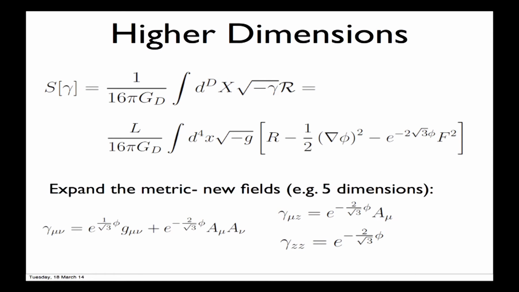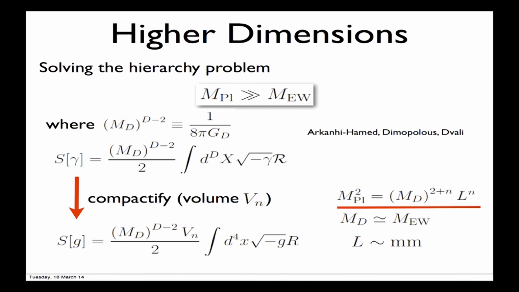Now, this was put to fantastic effect in the late 90s by Arkani-Hamed, Dimopoulos, and Dvali. And what they noted was that there is a hierarchy between the Planck mass and the electroweak scale, as you know. But what if you were able to have the Planck mass be equal to the electroweak scale, except you have to be clear what is that Planck mass. And so the idea is that you write your higher dimensional theory, which looks like that, and that's your d-dimensional Planck mass. And then you compactify.